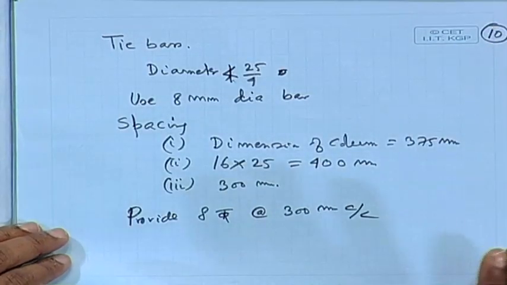So, this is your column design for axially loaded column. But this is not the end of column design, because it is not so simple. We can have eccentricity, or we can have moment developed. So, there are two possible cases.